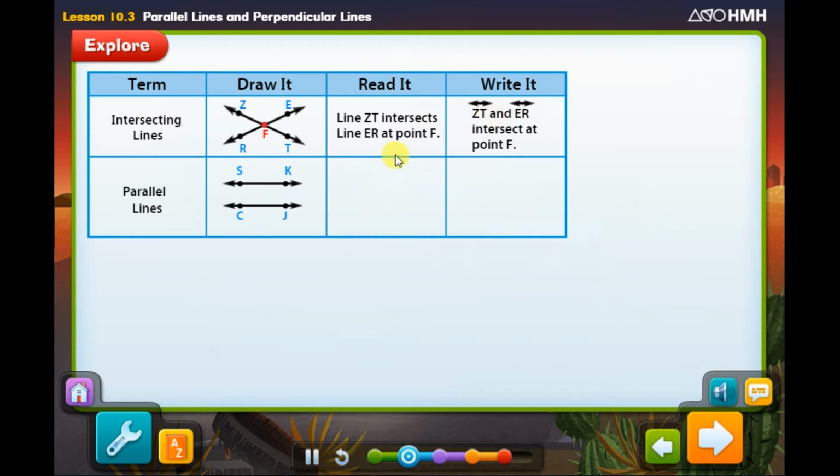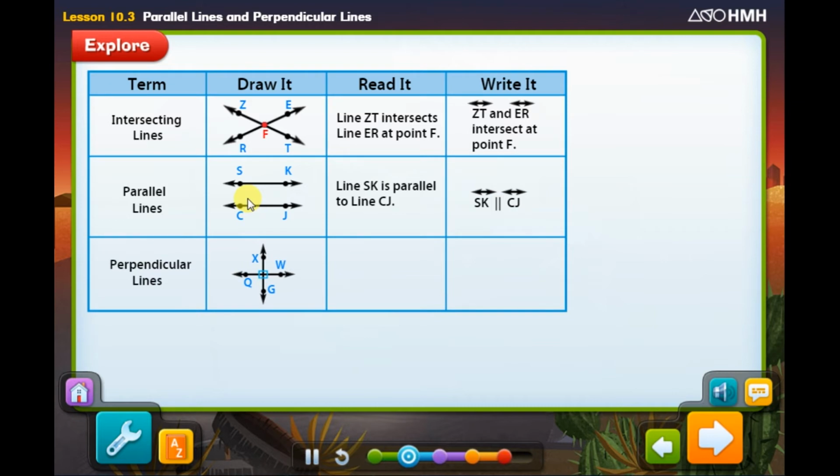Parallel lines are lines in a plane that are always the same distance apart. They never intersect. How would you describe this diagram? Lines in a plane always at the same distance apart from each other, and they never intersect. These lines are called parallel lines. So parallel lines are always side to side and they never meet or intersect. You say line SK is parallel to line CJ. You can write it like this. This symbol means is parallel to.